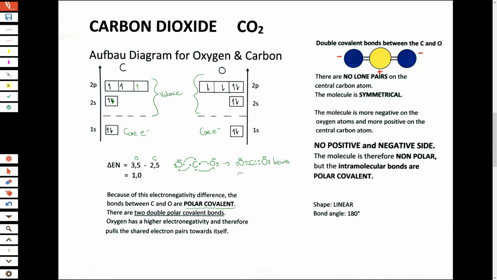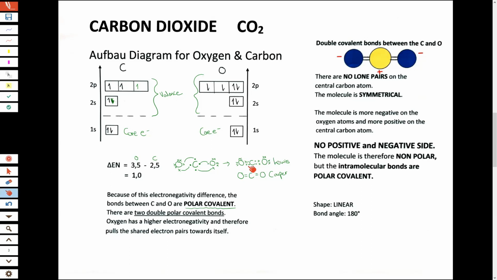You can see there are no lone pairs on the central atom, which is carbon. That is very, very important to note. Always check to see whether there are lone pairs on your central atom. Carbon makes 4 bonds, oxygen makes 2, so carbon is my central atom. I have 2 double covalent bonds in this molecule. A double covalent bond here.